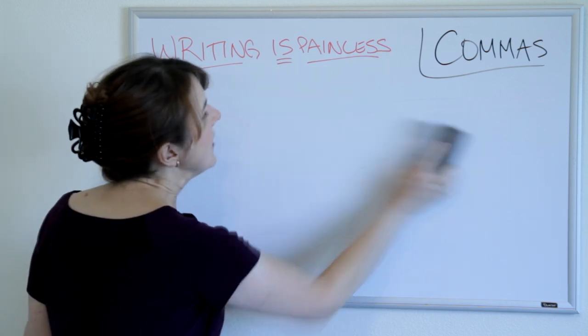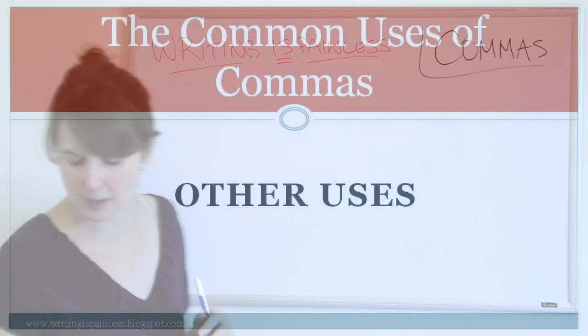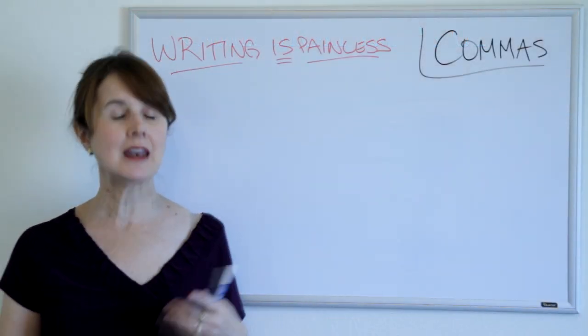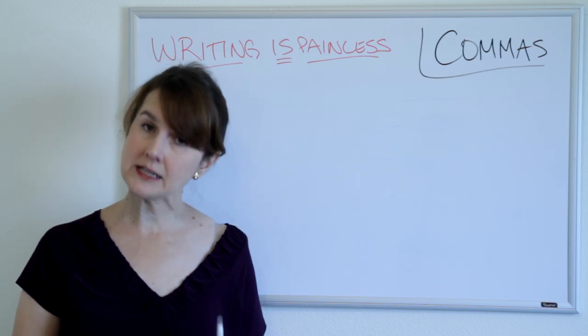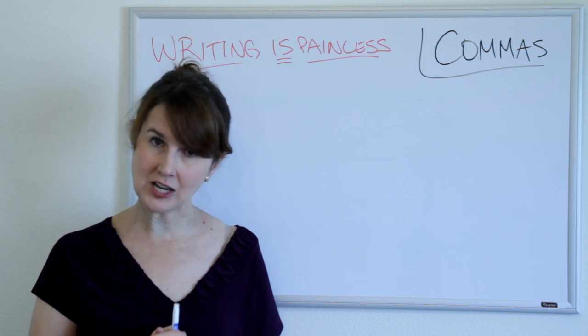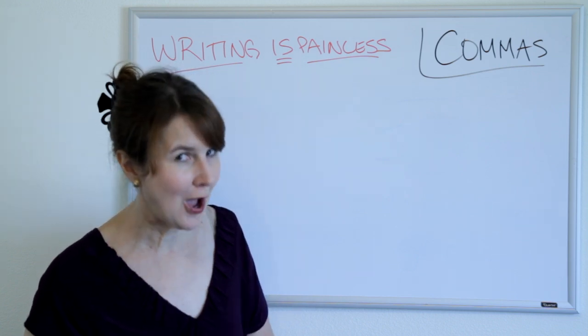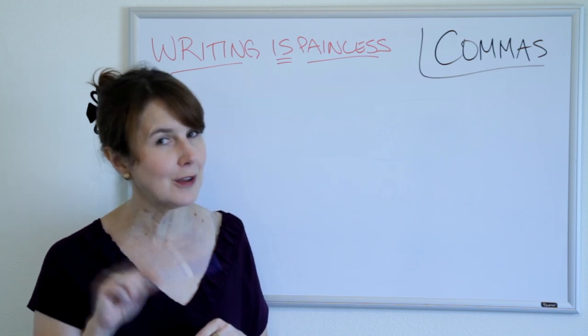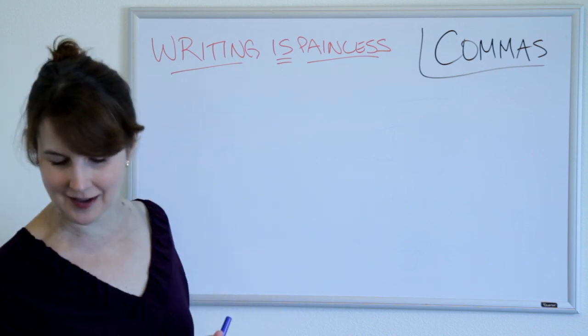The next two I'm not going to really talk about because I think you know this, and if you do need some clarification, find the document. That is when you use commas when you're writing dates and commas when you're writing city and state type of configuration and an address. Go to the blog, writingispainless.blogspot.com. Look for the common uses of commas and you'll find that in the document.